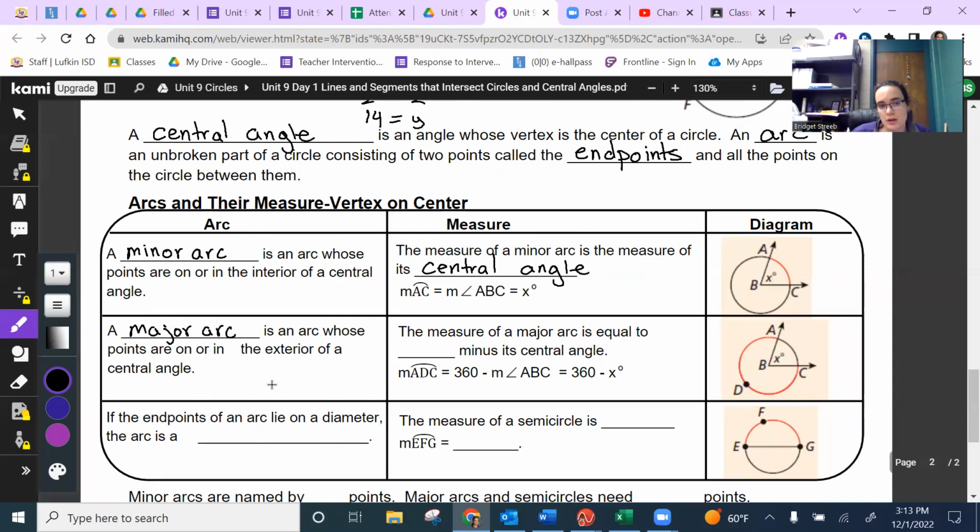A major arc is greater than 180 degrees. So it equals 360 degrees minus this smaller central angle. You can find it by adding everything there together if you have multiple pieces. Again, it's greater than 180 degrees. And as you'll notice here, when we name major arcs, they're named with 3 points.